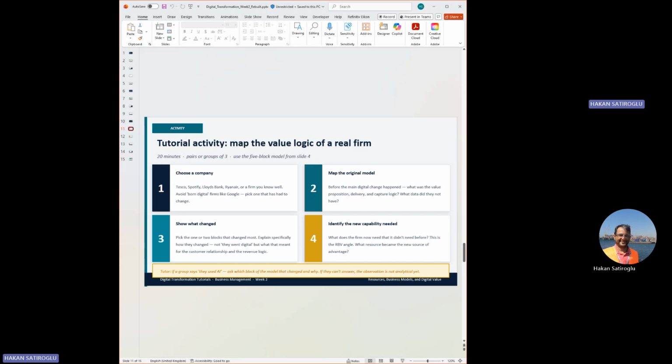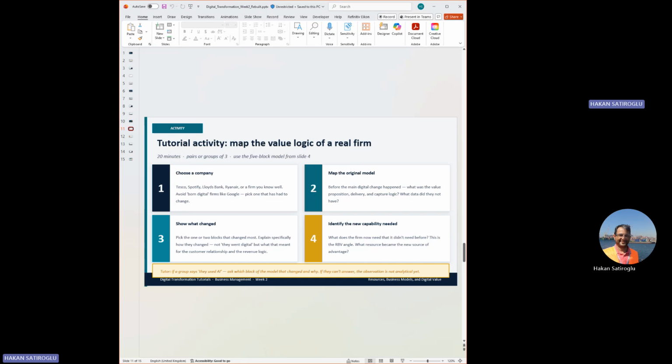Map the original model, with Tesco as the example. Tesco's value proposition was straightforward: convenient grocery shopping, a broad product range, and competitive prices for mass-market households. Its value delivery was centered on physical stores, supply chain, shelf space, and store operations. Its value capture came mainly from product sales in store. As you can see, I am following all of them one by one, mapping the original model.